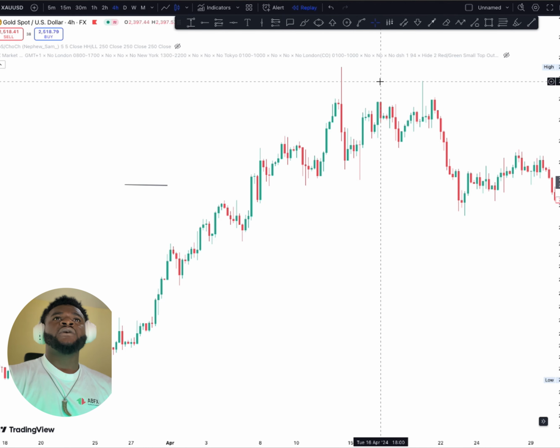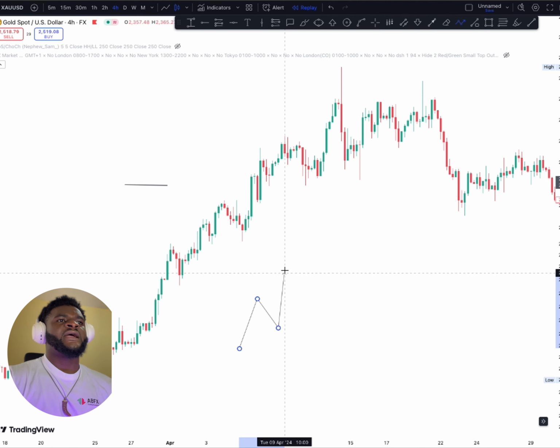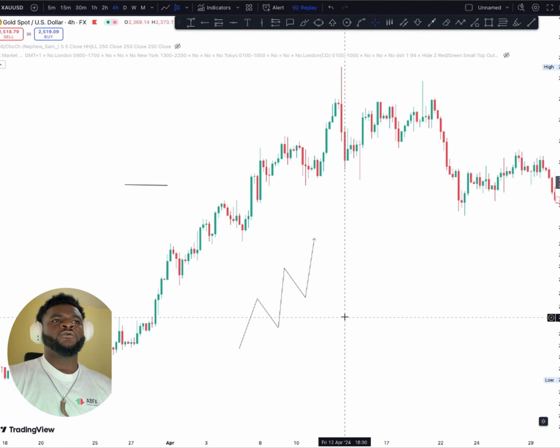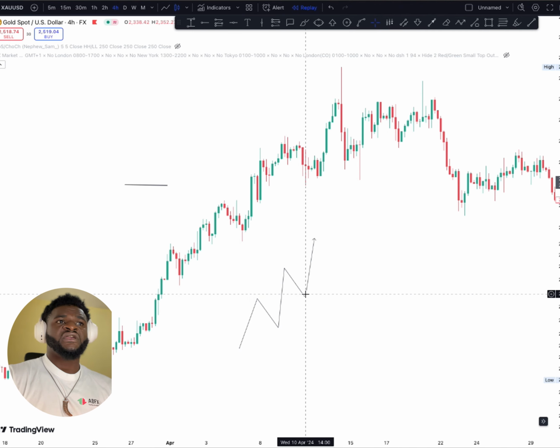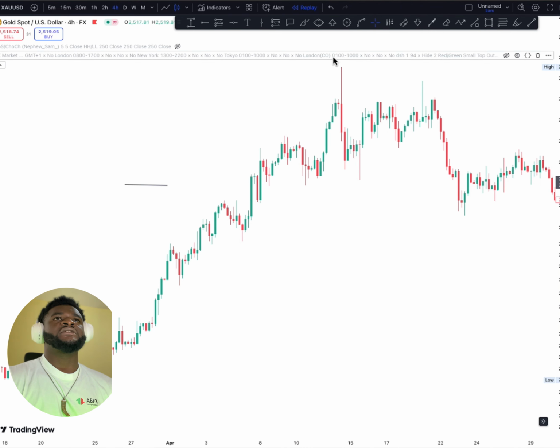For an uptrend, you want to see the market forming a series of what? Higher highs and higher lows, right? So once you have the market forming a series of higher highs and higher lows, you tend to see you are what? In an uptrend. Let's look at the graphical representation of this, right?